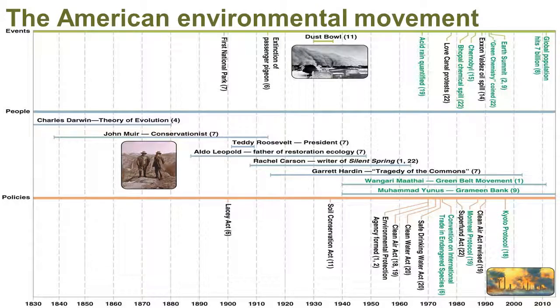This diagram depicts the American environmental movement. There are some key events that happened throughout the 1900s that brought the environmental movement to the forefront. In the late 1960s, acid rain was identified as a major issue in the northeastern United States.